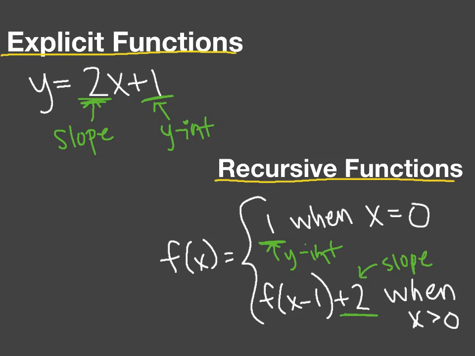Now, the way to remember this is that our y-intercept is on the top of our recursive function, and the slope is on the bottom of our recursive function. But that's really all it is, this crazy way to still have these two special numbers. These two special numbers right here, those are the only things that are ever going to change.